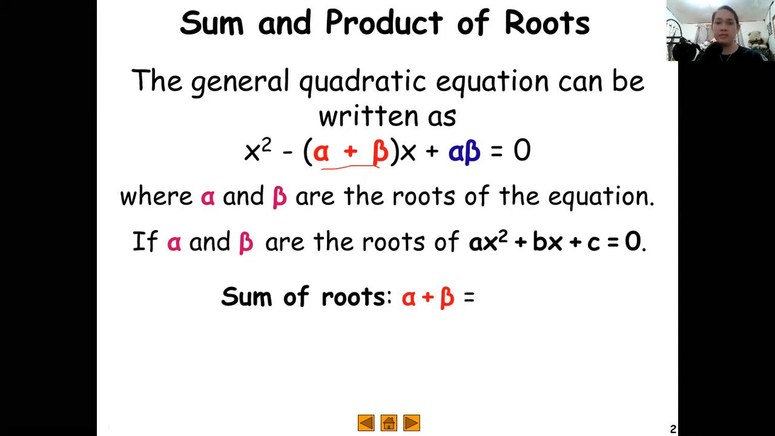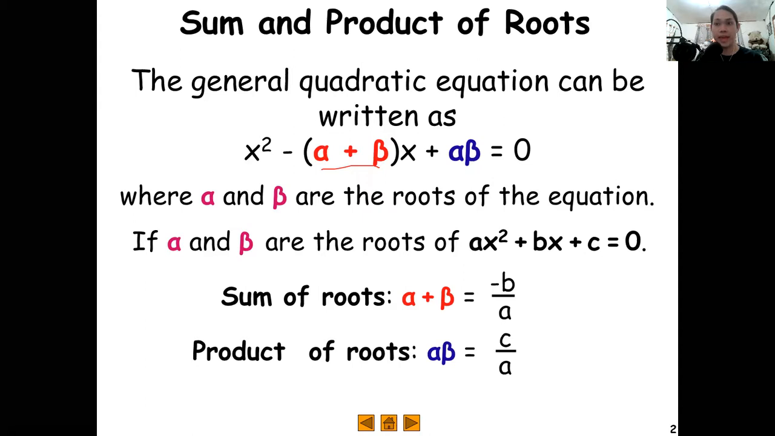Of course, the sum of the roots is a plus b, which is equal to negative b over a. Please do not forget it, okay? So the formula for getting the sum of the roots is equal to negative b over a. And if we have the formula for the sum of the roots, the product of the roots can be represented by a times b, where you multiply the roots of the quadratic equation. It can be solved using the formula c over a.